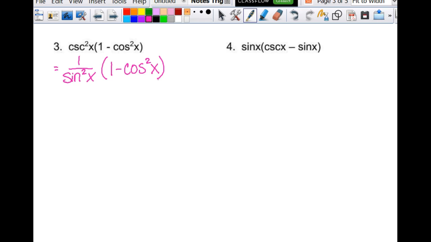Well, what could I substitute 1 minus cosine squared x for? Anything? Sine squared x? Y'all agree with that? Okay, so this is equal to 1 over sine squared x times sine squared x. So what does that equal? 1.